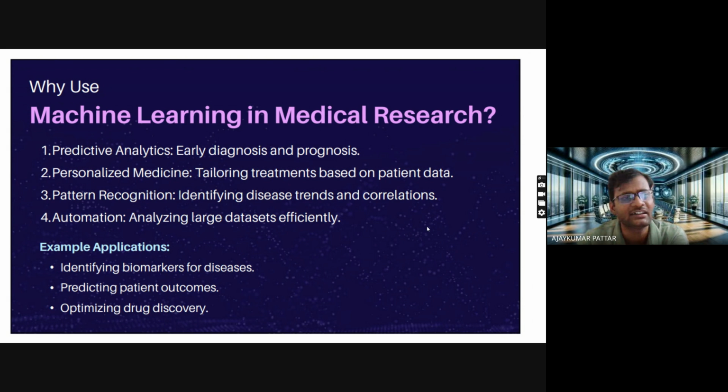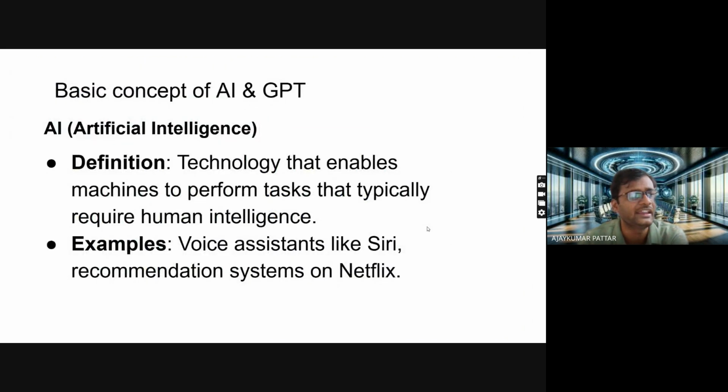Now we will start our AI and ChatGPT. So, the basic concept of AI and ChatGPT. AI means artificial intelligence. The definition is technology that enables machines to perform tasks that typically require human intelligence. So AI is nothing but machines and technologies performing a task like typical human intelligence. That's why the term is coined as artificial intelligence.